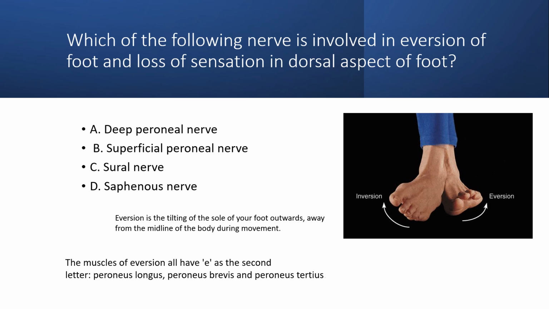Now, just to give you a quick review, eversion is basically the tilting of the sole of your foot outward. As you can see in this diagram, this is an example of your left leg. Eversion is when your foot turns away from your body, as shown in this figure. E means away from the midline during movement. And the muscles of eversion all have E as the second letter. Example: peroneus longus, peroneus brevis, and peroneus tertius.